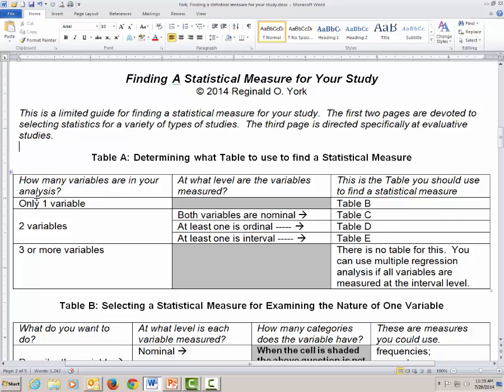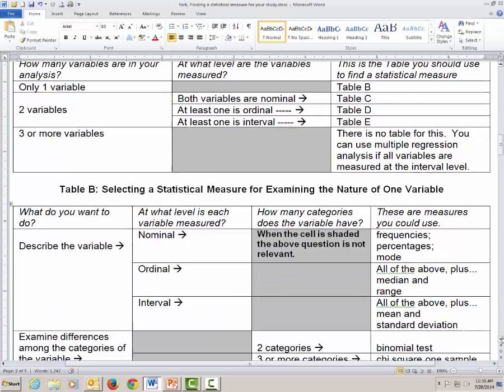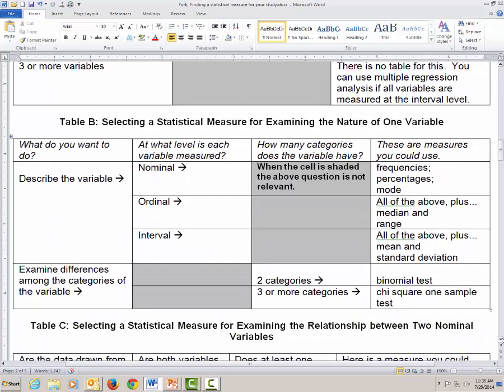For example, if you have only one variable, you'll use table B. If you have two variables, both variables are nominal, you'd use table C. But if ordinal, table D. If interval, table E. You can say that if you have three or more variables, there is no table for this. However, you are instructed that you can use multiple regression analysis if all variables are measured at the interval level.